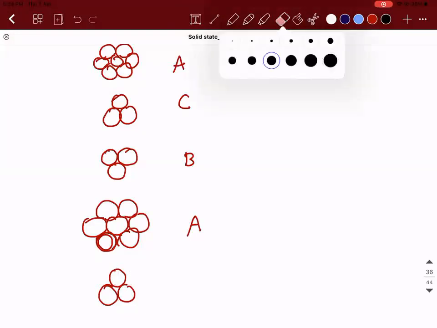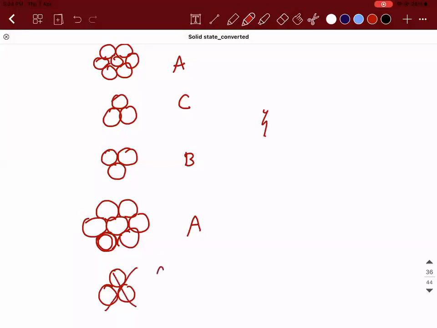Why is it not erasing? Okay. Anyhow, A, B, C should be there. And what happened down below? C. Do you guys clear? But this is a little arrangement: A, B, C, A, B. Don't worry. Clear with this concept?